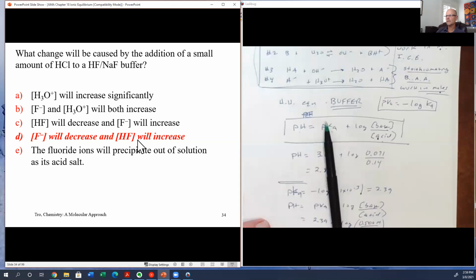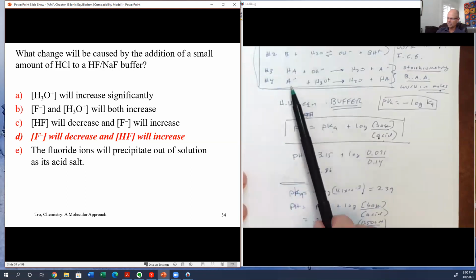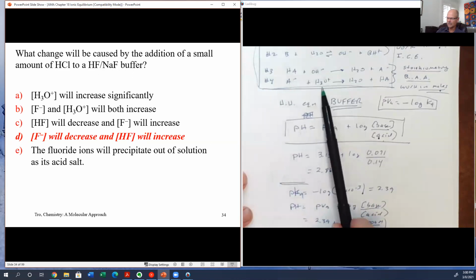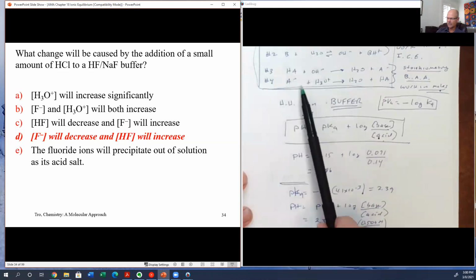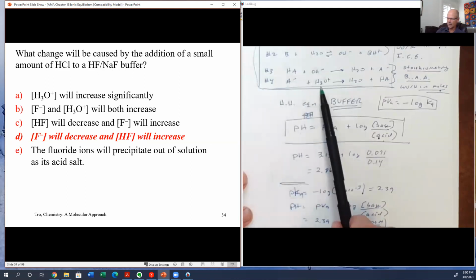F minus will decrease. Again, the way you think about that is, okay, I'm adding acid. I have a buffer. Which component is it going to react with? Does the acid react with the acid or does the acid react with the base? It reacts with the base. And then you think, okay, which of these 4 equations shows the neutralization of a base with an acid? In this case, here's your base, and that's your acid that you're adding, and that's the reaction. That's the way you want to think about this.